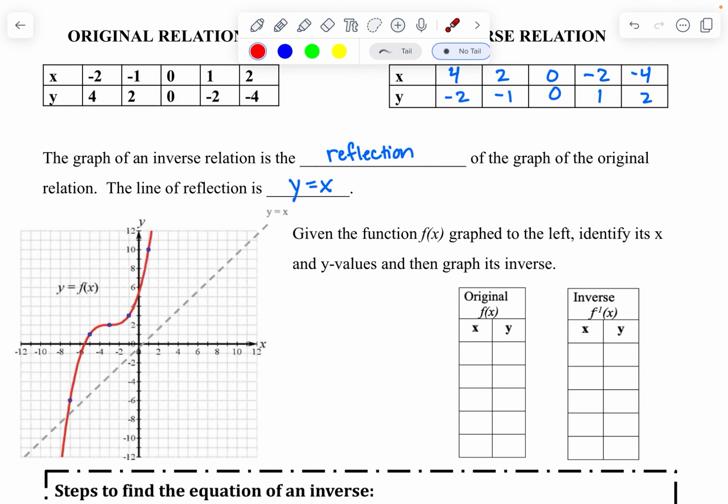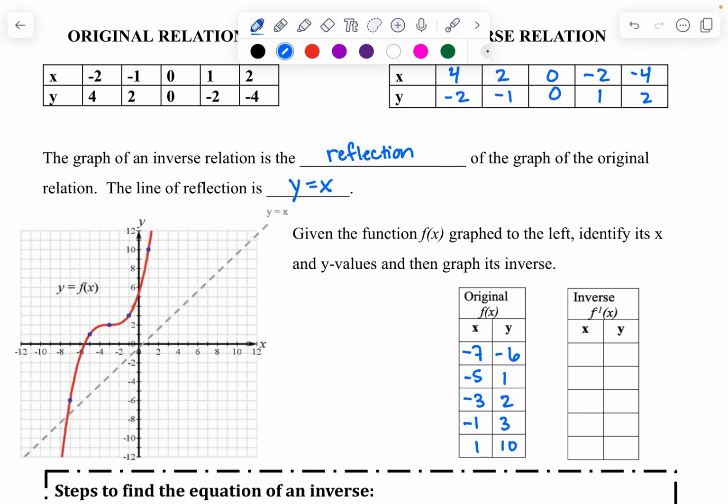So here we have a cubic polynomial. And so we're just going to read off these coordinate pairs that we have here to fill in our table of values. So this coordinate pair right here is negative 7, negative 6. The next one is negative 5, positive 1. Then it's negative 3, 2. Then it's negative 1, 3. And then it's 1, 10.